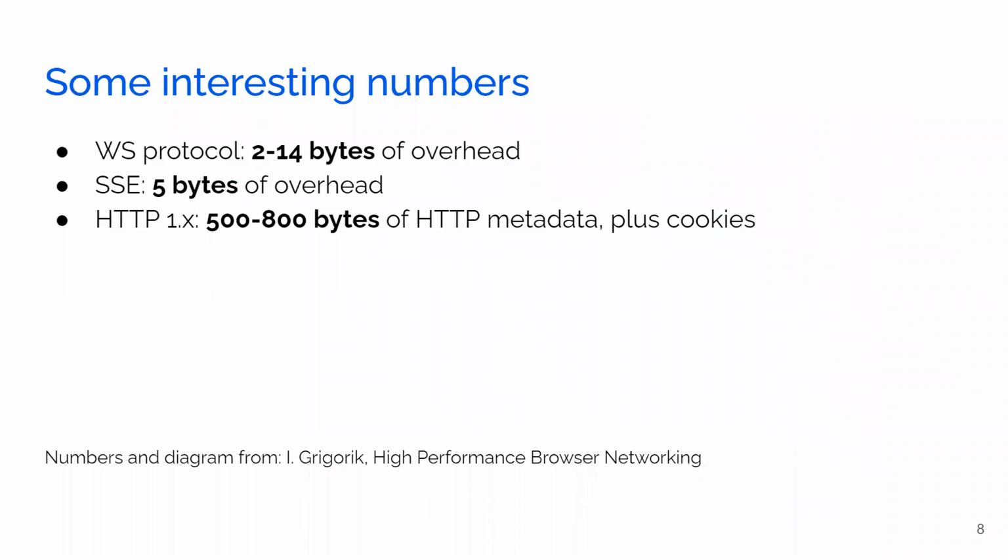So these are some interesting numbers when we think about the advantages of using WebSocket over HTTP. This is about metadata overhead. With the WebSocket protocol, with each message sent, there are 2 to 14 bytes of metadata overhead. With server-sent events, 5 bytes. And with HTTP, with each request and response, there are 500 to 800 bytes of metadata, without counting the cookies. So this is a significant difference.